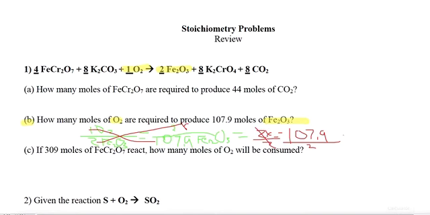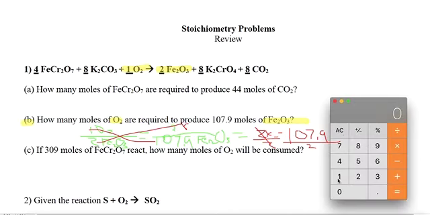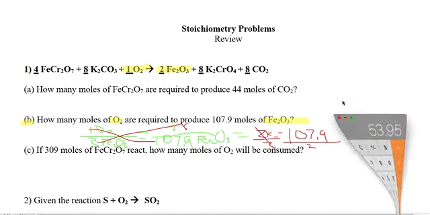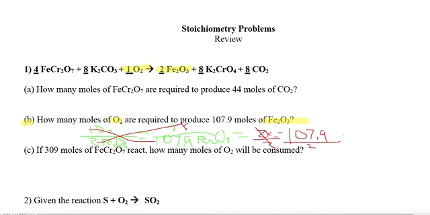Let me just show you on the calculator to make sure. So we get 107.9 divided by 2. We should get 53.95. Okay, so 53.95 moles. If you round to 54, that's totally okay. Close enough, right? So we get 53.95 moles. All right, that's number 2. We'll do the last one, and then we'll be good to go.